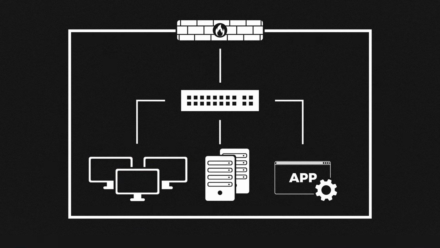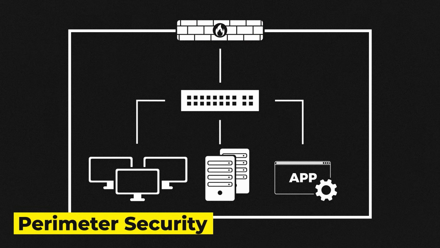Okay, so to fully understand the problem that zero trust solves, we need to go back a few years. A traditional network looks something like this. We have our computers, our servers, and our applications sitting inside our network. These are all protected from the outside world by our routers and our firewalls. This is called perimeter-based security.